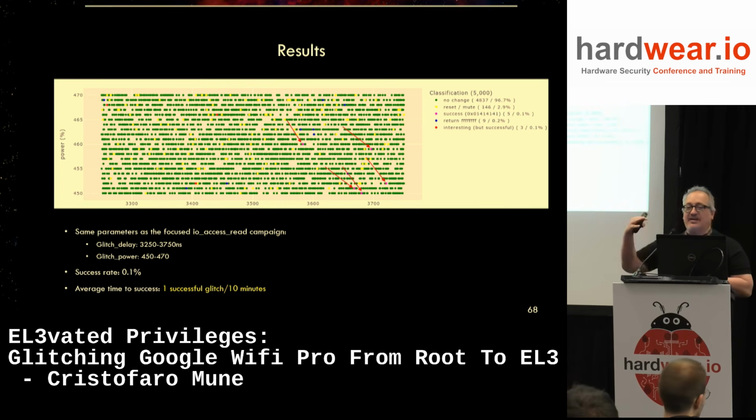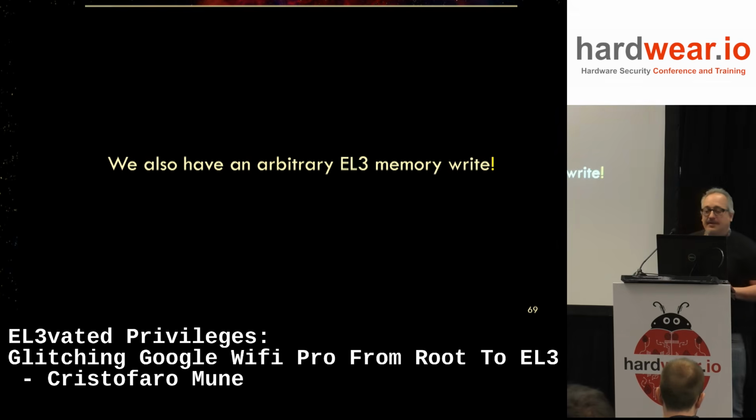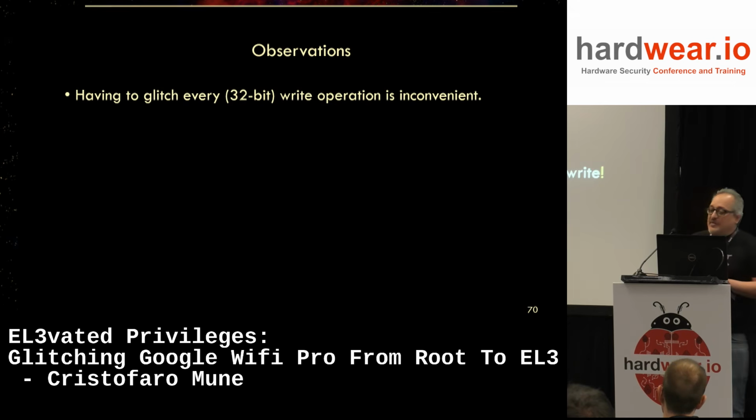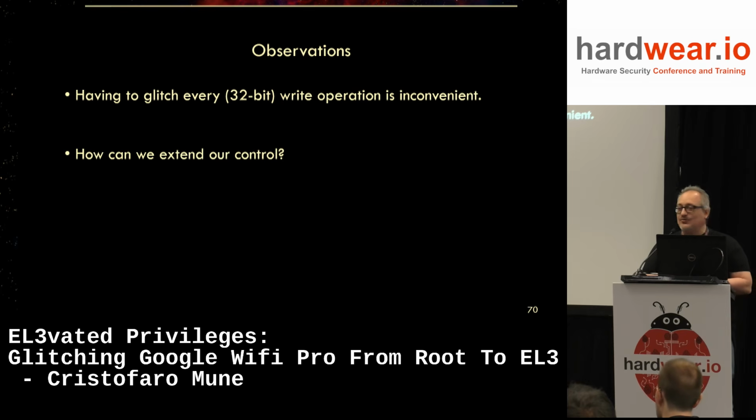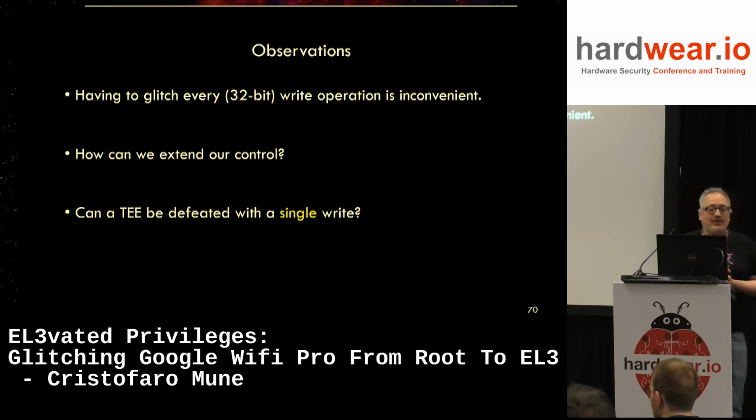So instead of writing to an RE address, we can write to a TE now, because we know which parameters will work for us, okay? We have an arbitrary EL3 memory write. Now, if you need to write shellcode this way, it's really inconvenient, right? You need to write 32 bits like this, and this doesn't work. So the question is, can you defeat a TE with a single write? Can you kill it? Because that's the whole point, right?